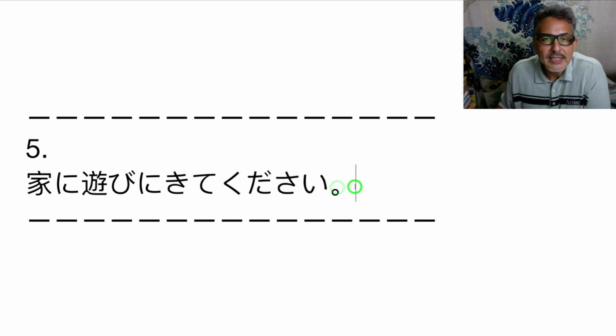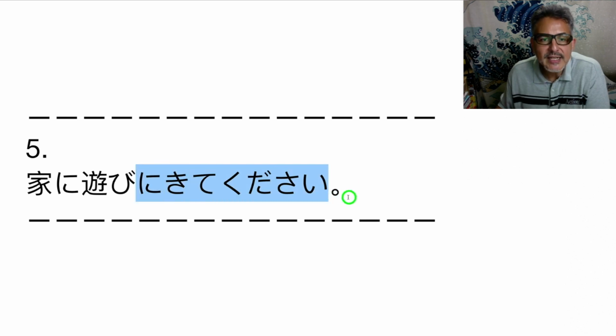Okay, let's get the mouth muscle memory in. Okay, ready? Kudasai, kudasai, kudasai, kudasai, kudasai. Then we have kite, kudasai, kite, kudasai, kite, kudasai.